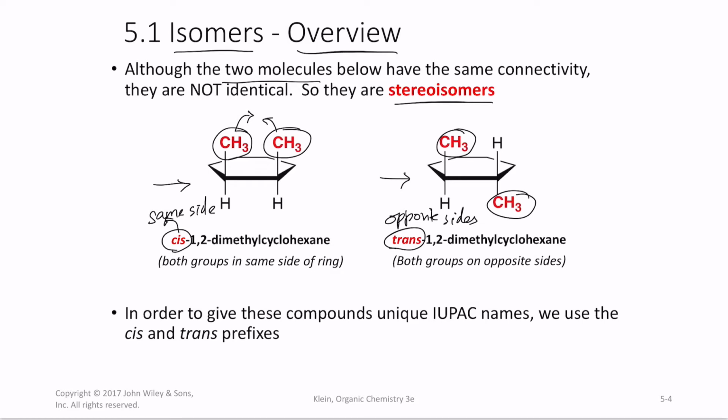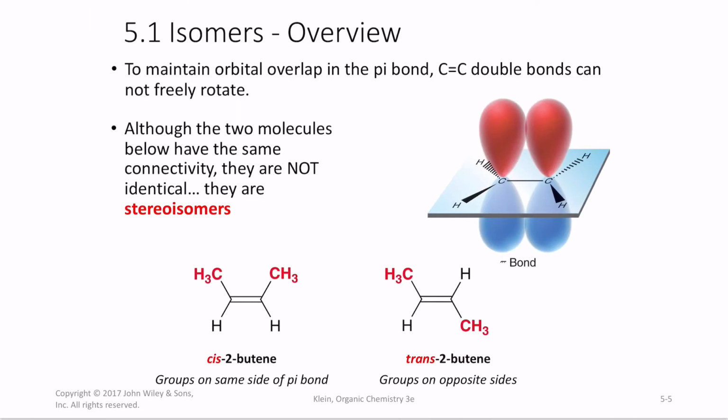In order to give these compounds unique IUPAC names, we use the cis and trans prefixes. Notice that the name is the same, 1,2-dimethylcyclohexane, but the only thing that differentiates these two is using these prefixes, cis and trans.